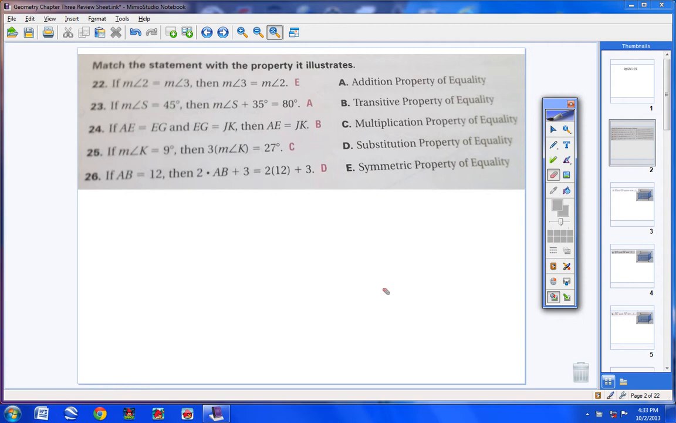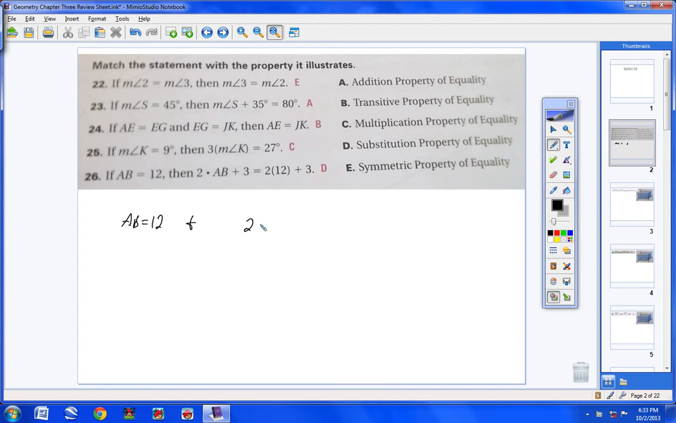Okay, here's the deal, guys. I know my math pretty well. I've taught for years. I'm not really thrilled with this example they're using, so I would do something like this. Here's how I'm going to give you a problem. I'm going to say something like this. I'm going to say if AB equals 12 and I don't know, 2 times AB equals 24, something like that, then, and then look what I'm going to do.